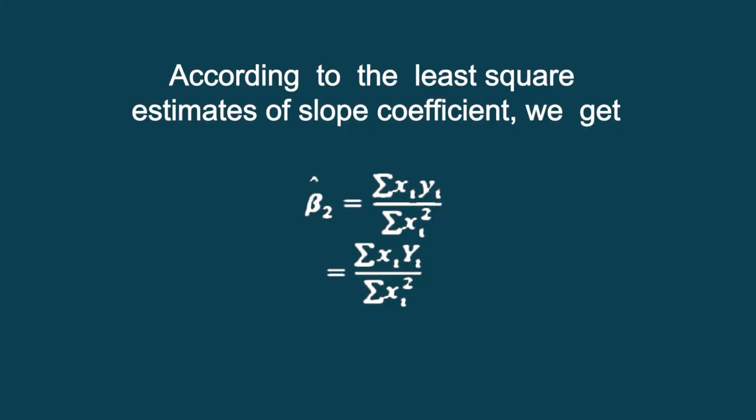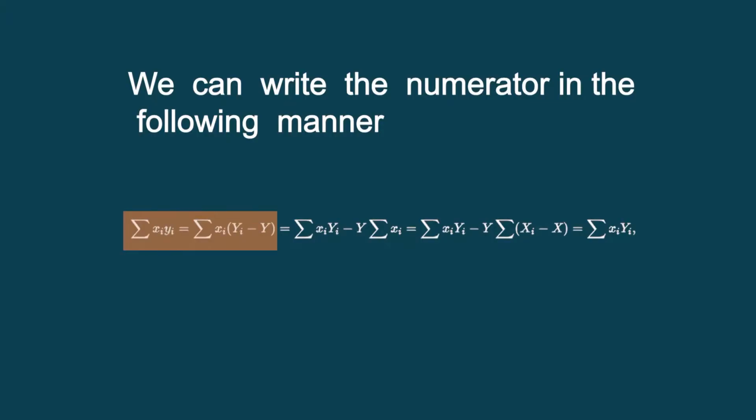So if we come on to the next step, we can see that beta 2 hat is written in small letters: summation of small xi, and instead of small yi we are writing capital Yi, divided by summation of xi square. So when we go for this kind of derivation, we can see summation xi yi, where small yi is being written as capital Yi minus y bar. So why are we doing this? We want to show how, in the numerator, this small yi gets converted to capital Yi. So for that reason, we are doing this derivation.